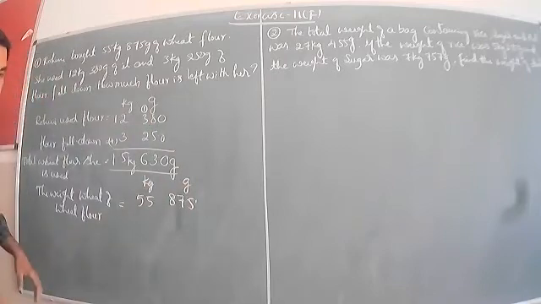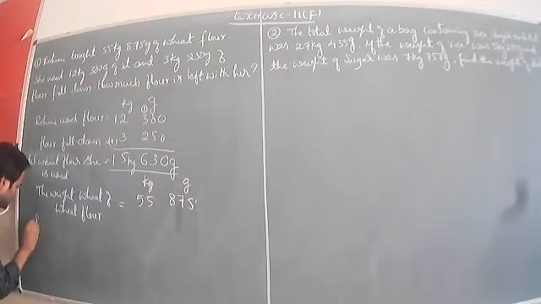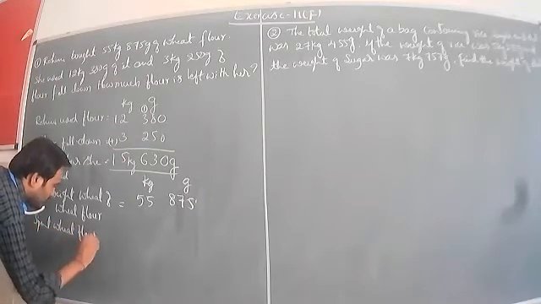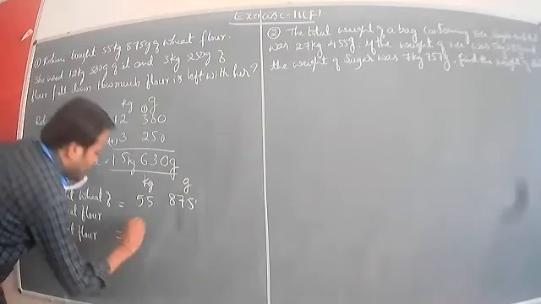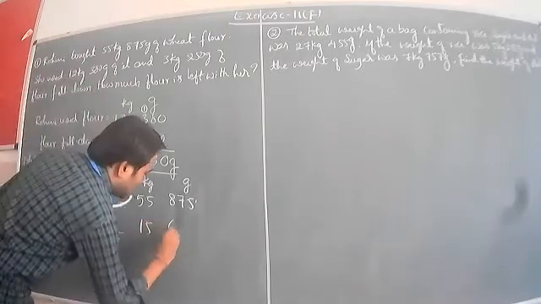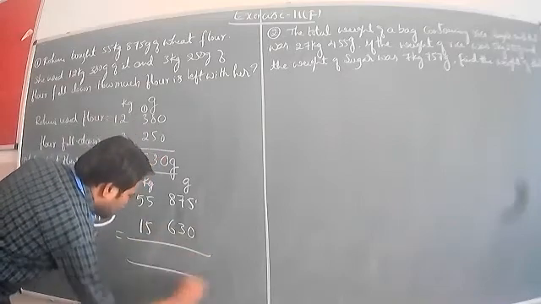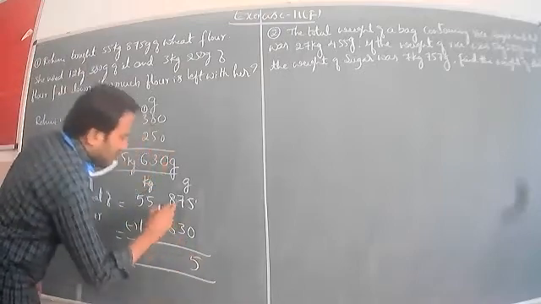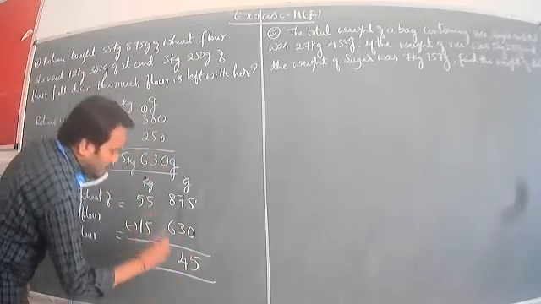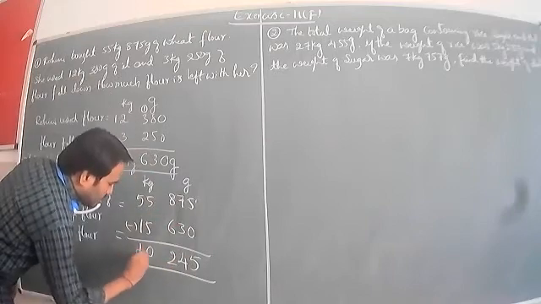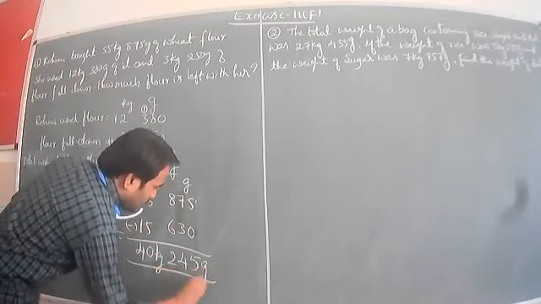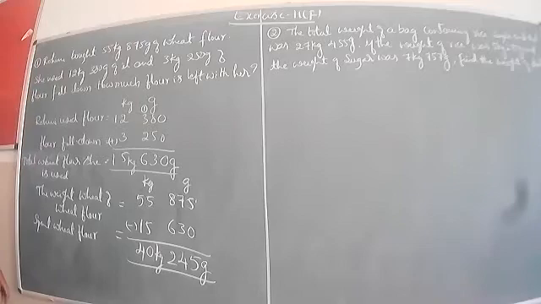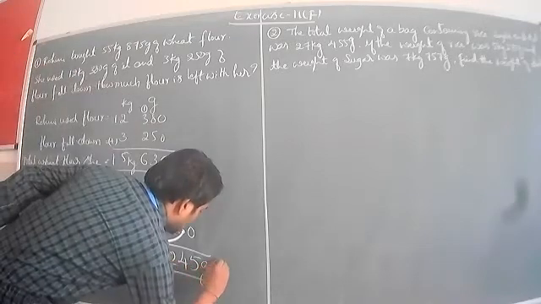Then the spent wheat flour. How much did she use? She used 15 kg 630 grams of wheat flour. How much is remaining? We can subtract it. 5 less 0 is 5, 7 less 3 is 4, 8 less 6 is 2, 5 less 5 is 0, 5 less 1 is 4. So 40 kg 245 grams of wheat flour is left with her.